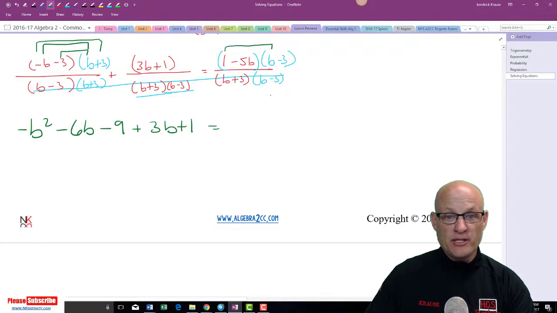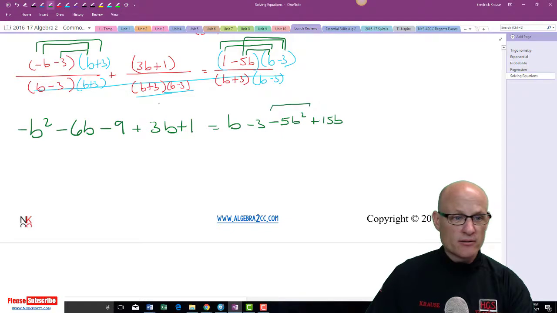this is b minus 3, minus 5b squared, minus plus 15b. Now I got to look for my squareds. Here's a squared and there's a squared. This is my largest. It's negative, so it has to go to that side. Everything has to go to that side. So I'm going to add 5b squared.